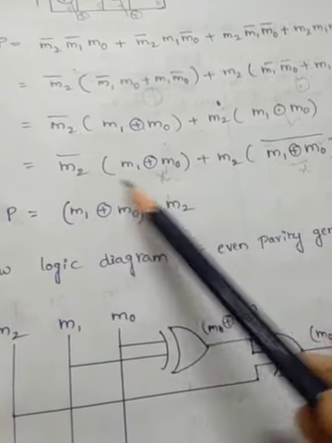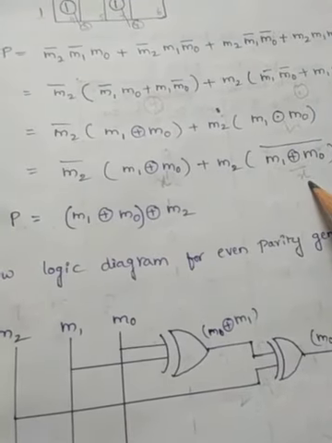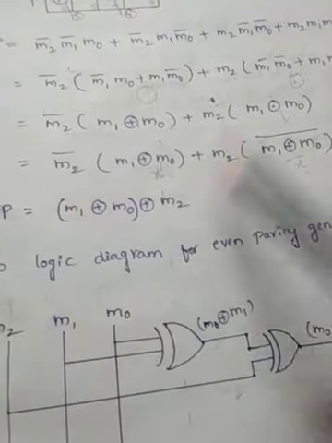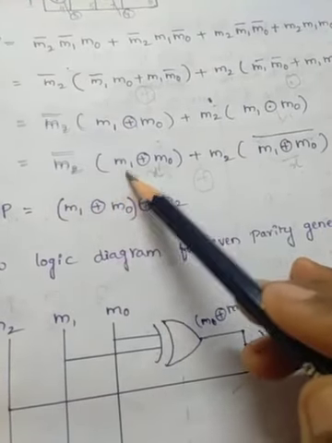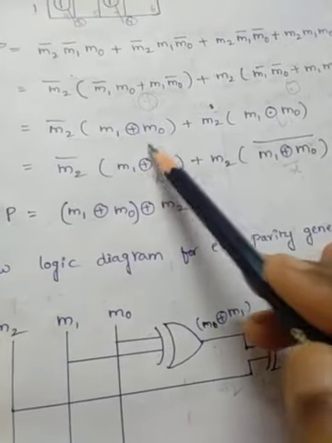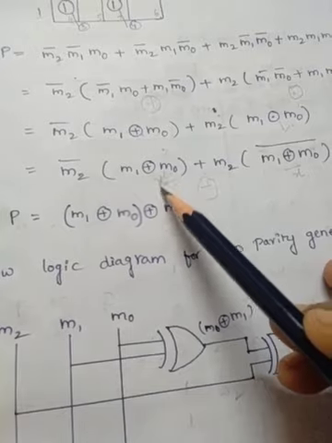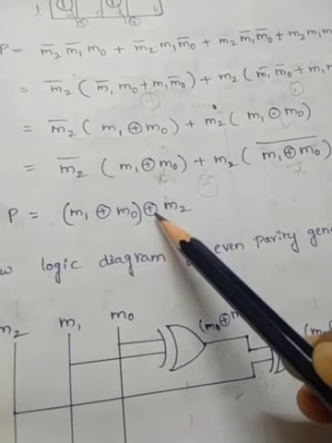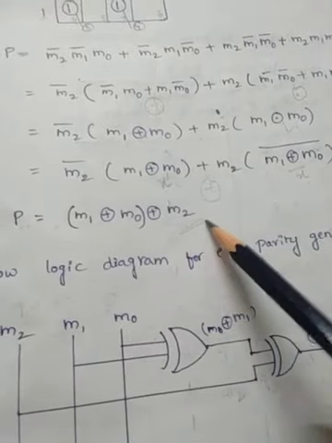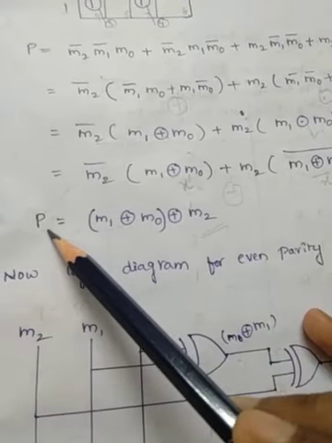X bar. So here M2 bar into X plus M2 into X bar. Again this is in the form of XOR operation. So M1 total, this is X XOR M2 actually. So by substituting the X value, M1 XOR M0 XOR M2. So this is the simplified equation for parity bit.